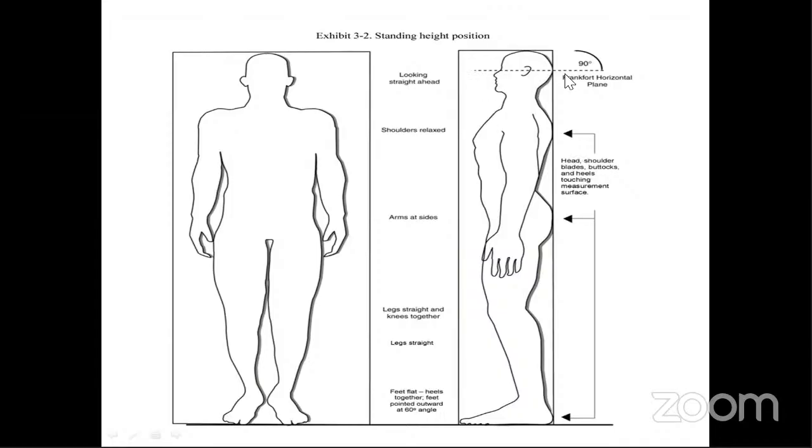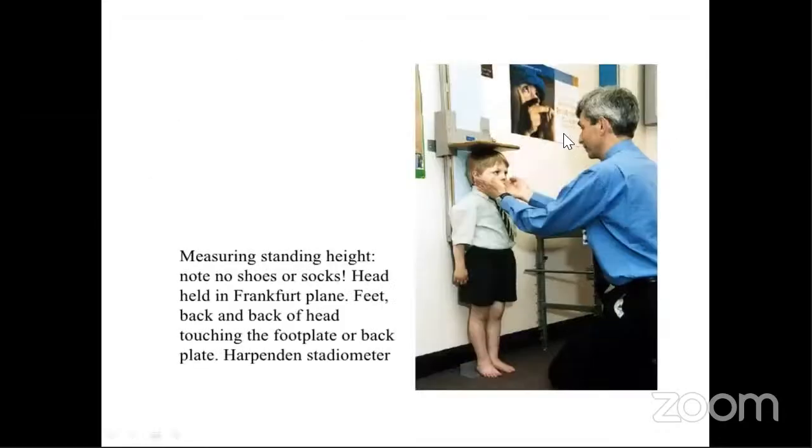It should be parallel to the floor and perpendicular to the vertical board. This is another picture showing how height is taken using a stadiometer. There should be no shoes or socks. The head should be held in the Frankfurt plane, with feet back and the back of the head touching the back plate. This is the Harpenden stadiometer.